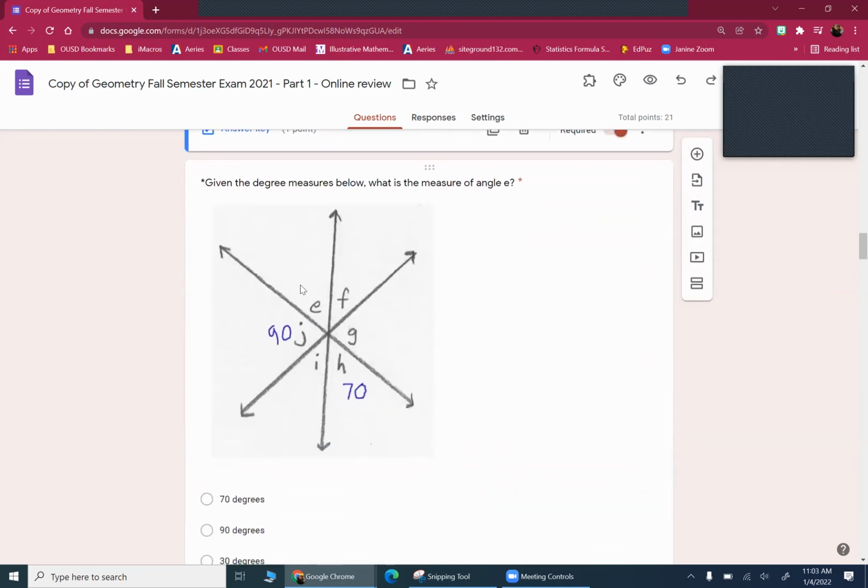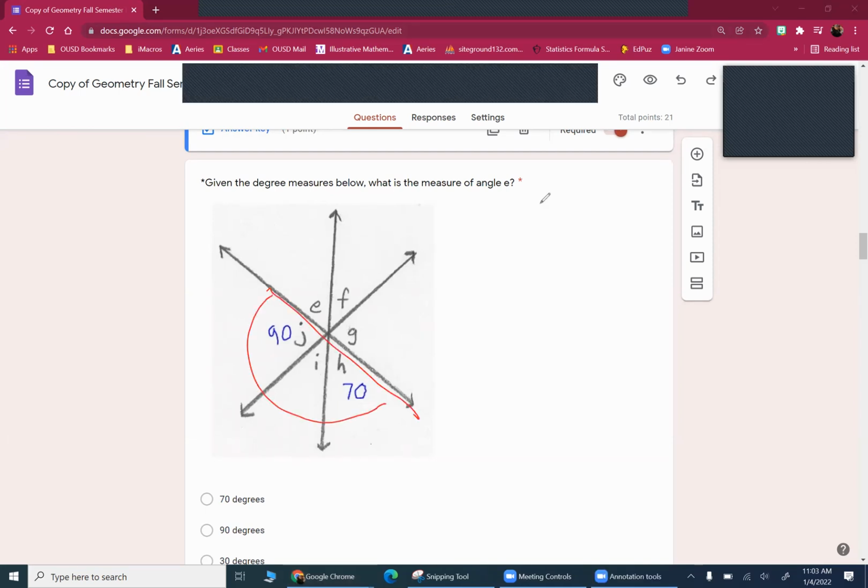Similar kind of problem here. Let me mark this one. So I got a straight line here. So these 3 have to add up to 180. So 90 plus 70 is 160. So this has got to be 20. This doesn't look like 90, but it's marked as 90. That adds up.